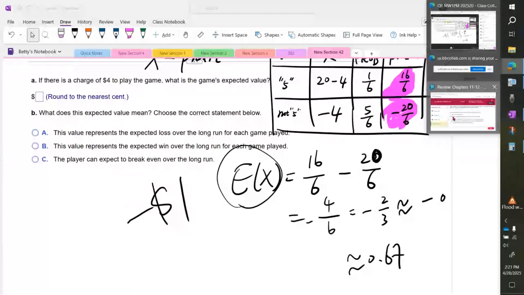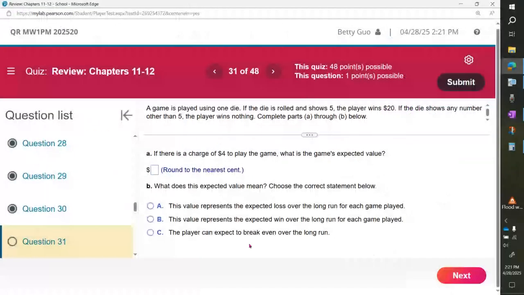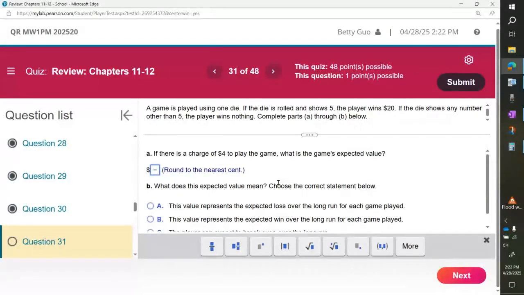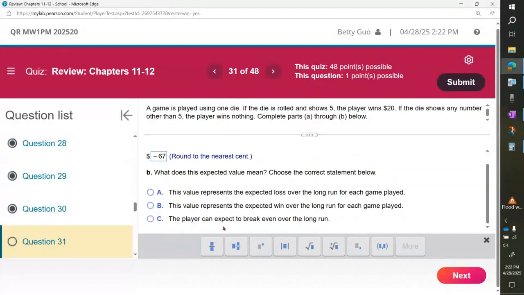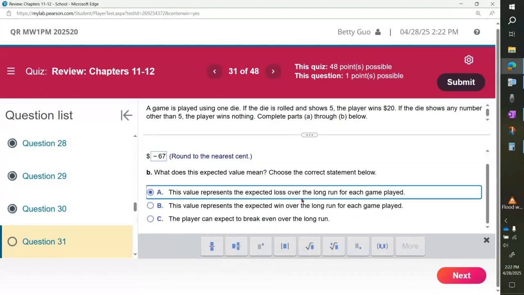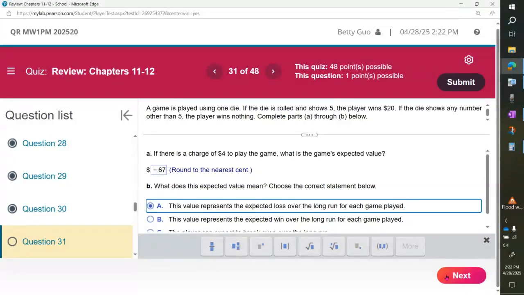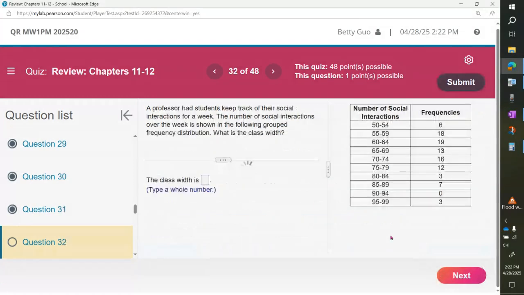Okay? Be very careful. It's always good to double check. Sometimes you just make a mistake unconsciously. The expected value is going to be negative. Round to the nearest cent, so 67 cents. And in the long run, you are going to lose that much money for each game played, right? So that's the explanation. All right, next, 32.